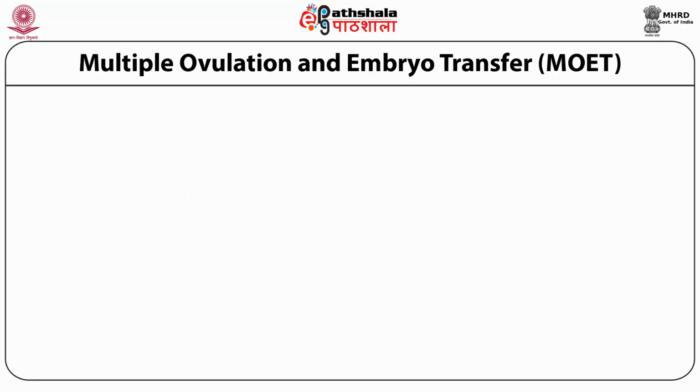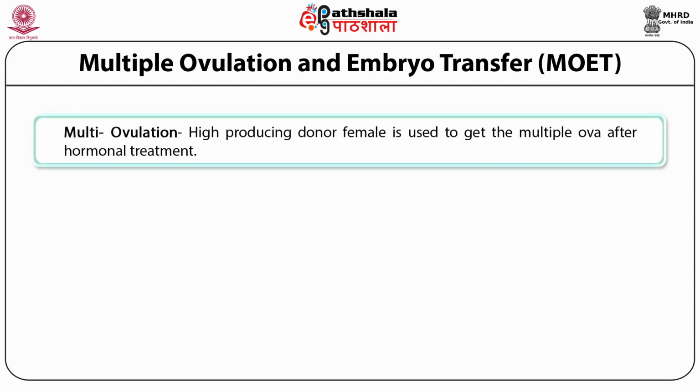Multiple ovulation and embryo transfer. As the name indicates, multiple ovulation is the formation of more than one ovum at a time. Normally, uniparous animals such as cow, buffalo, horses, release one ovum at a time from the ovary. So the genetically superior animal cannot be utilized to the maximum. If we can get many ova at a time, the superior animal can be utilized, and that can be done with the help of hormonal treatment.